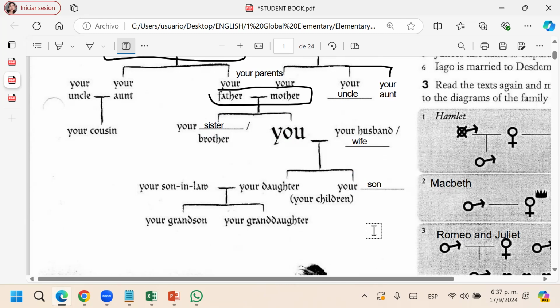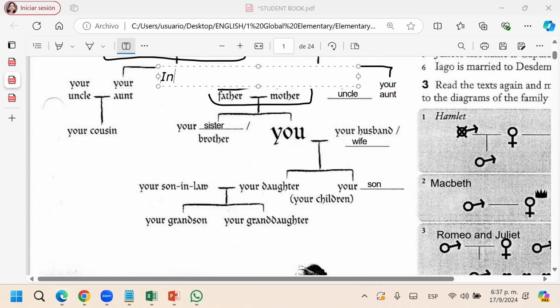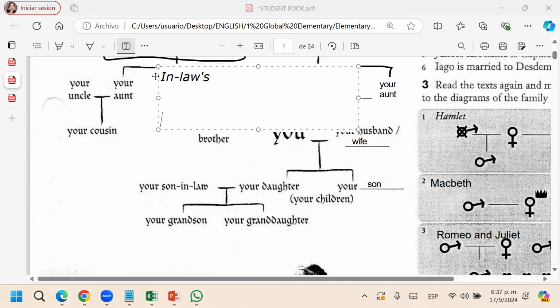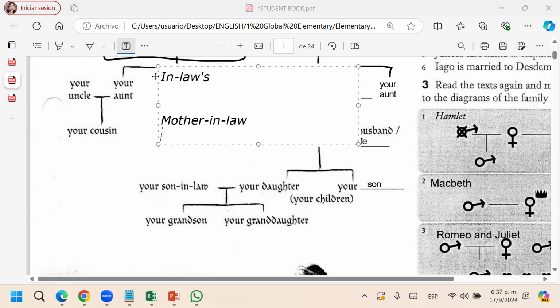If your daughter is married with a man, that's your son-in-law. Do you remember the family of your husband, the family, your in-laws? What's the name of your husband's mom or your wife's mom? Mother-in-law. My mother-in-law. And my wife's or husband's dad, that's my father-in-law. Mother-in-law, father-in-law. If your brother is married, what's the name of that person? Brother-in-law or sister-in-law?